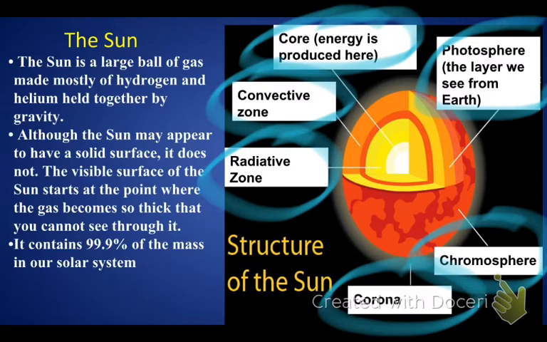So if you look over on the left, it's a large ball of gas made mostly of hydrogen and helium held together by gravity, and that hydrogen and helium piece is really important because that's what occurs in fusion. Those hydrogen atoms, 4 of them, are fusing together to create helium, and a lot of energy is released from that fusion piece. The other part you need to know is that the Sun is so large, it contains 99.9% of the mass of our own solar system.